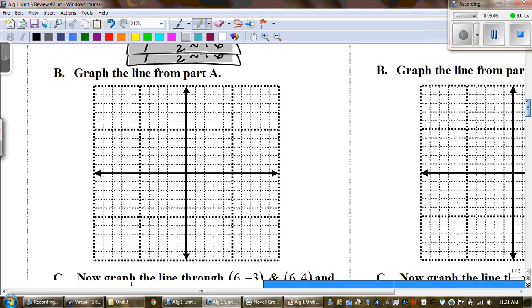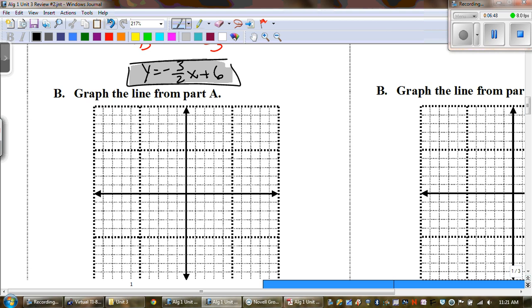Okay, graph. So what I'm going to do, the 2 things we need for our graph is 1, we need to know our slope. And our slope was negative 3 over 2. Okay, and now our y-intercept is 0, 6. So that means where we begin is positive 6, and then we go down 3 over 2, down 3 over 2, down 3 over 2, down 3 over 2. Okay, and there's our line.